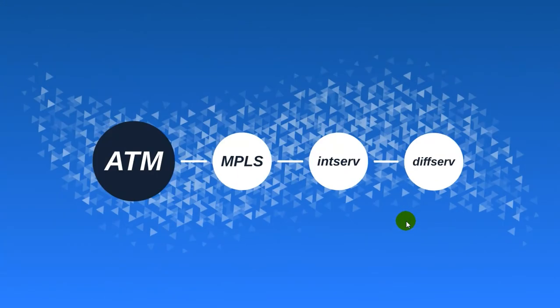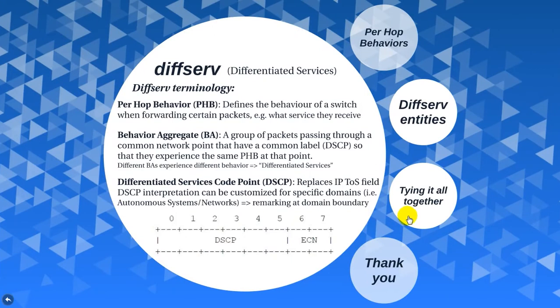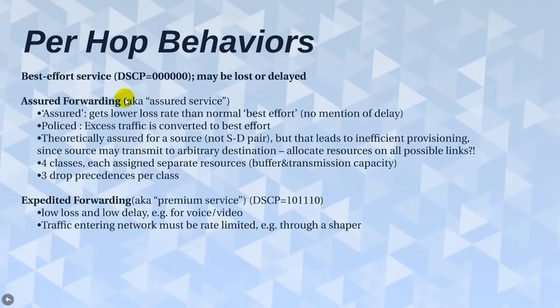Now let's move to differentiated service. First, let's see some DiffServ terminologies. Per-hop behavior defines the behavior of a switch when forwarding certain packets. Behavior aggregate is a group of packets passing through a common network point that have a common label. Differentiated service code point replaces the IP TOS field. The per-hop behaviors include assured forwarding and expedited forwarding.